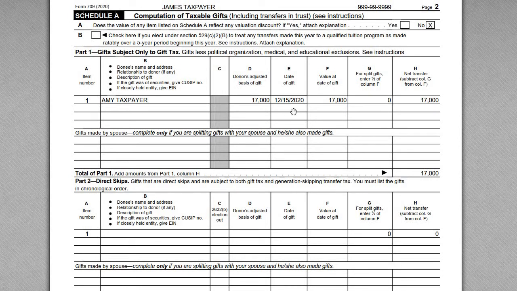So $17,000. He gifted the cash to Amy on December 15th, 2020, right? So this is a 2020 tax return. The value at the date of gift, again, $17K. Split gifts, you can leave this blank unless you have spouses that are splitting gifts. Spouses are allowed to do that, but in this case, James is a single taxpayer. He's not married, so column G does not apply to him. And then column H is the net transfer amount. So this is the amount of the taxable gift that's going to be reported for the year.